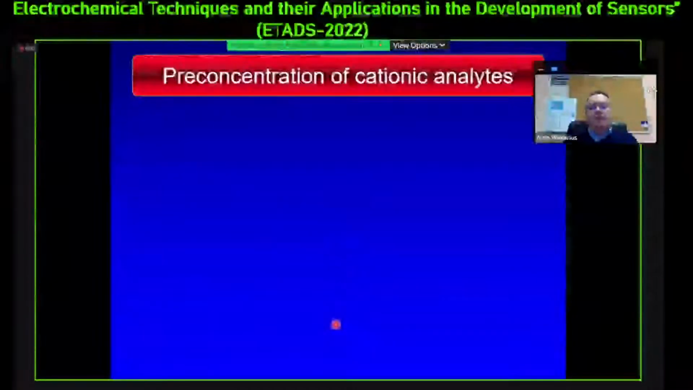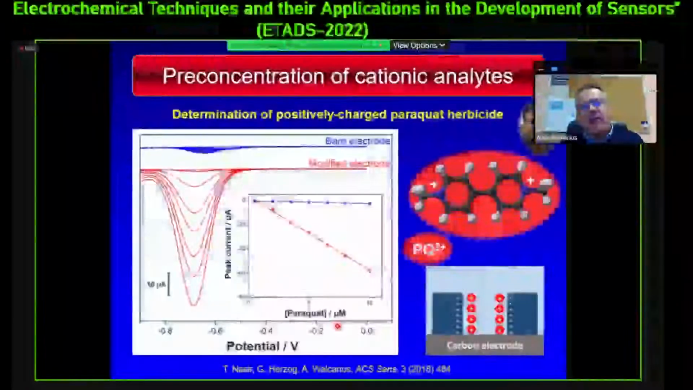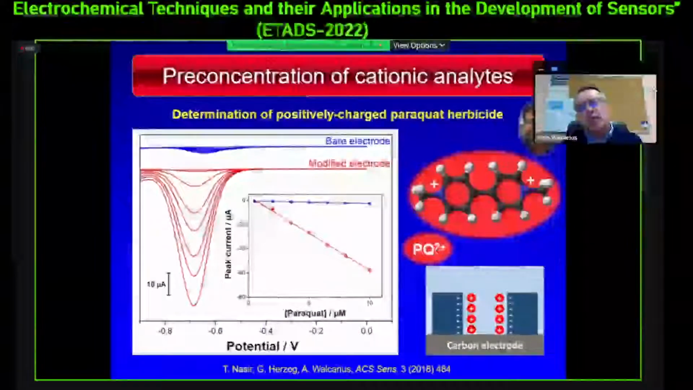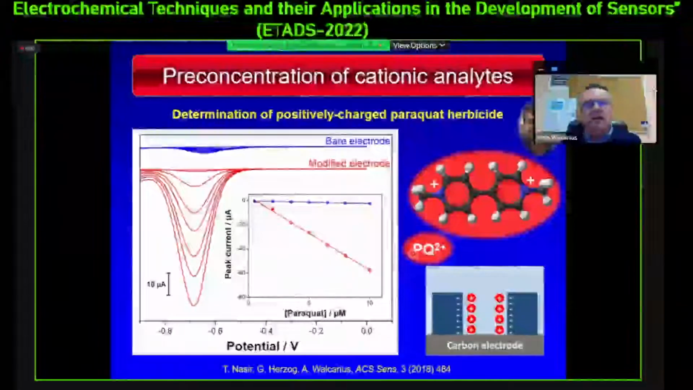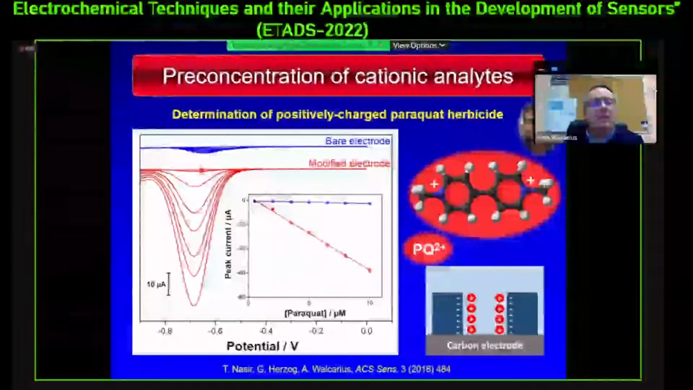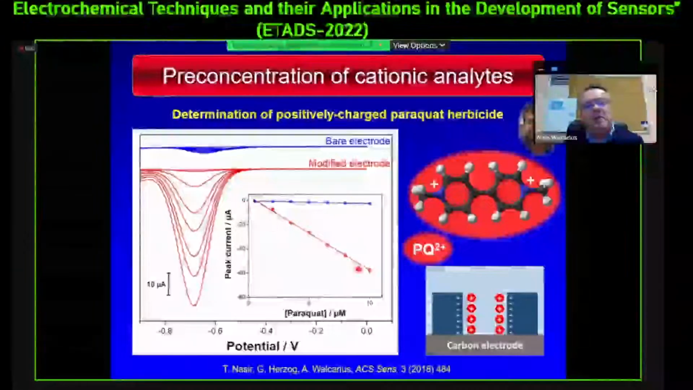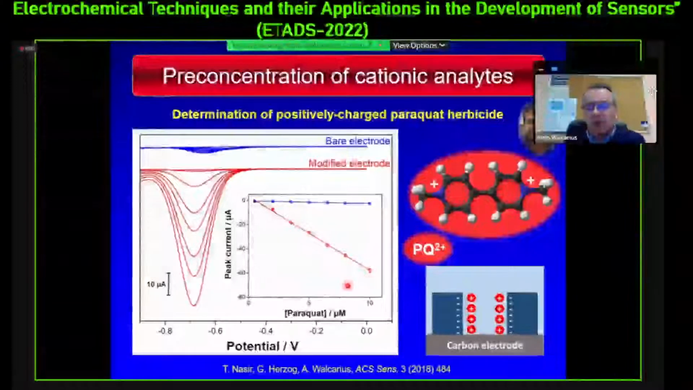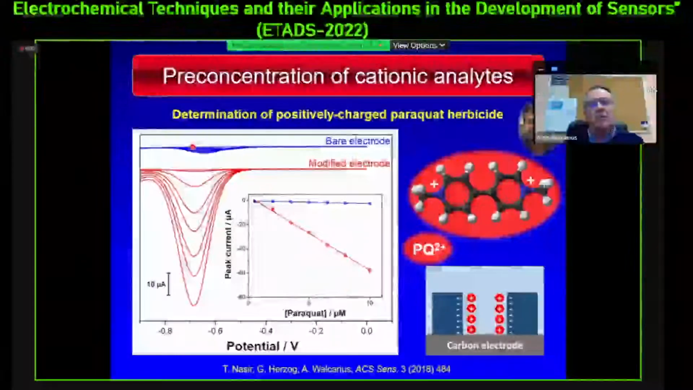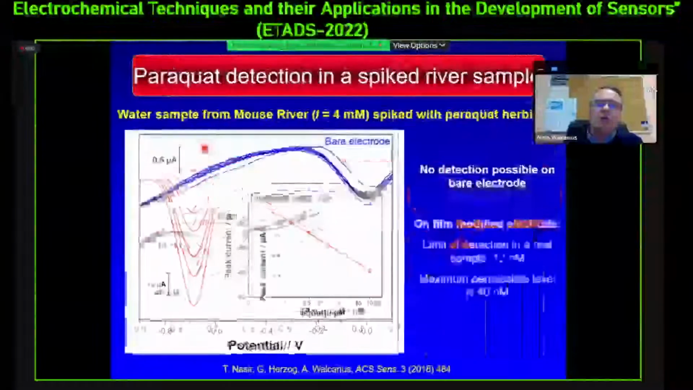Okay, so if the anions are rejected, the cations can be accumulated. And I give you here the example of methyl viologen, which is called paraquat. This is an herbicide, a dicationic herbicide. And as you can see, using a mesoporous film electrode, we observe a sensitivity which is much larger, by almost 2 orders of magnitude, with respect to the bare electrode. And this can be exploited for trace analysis.